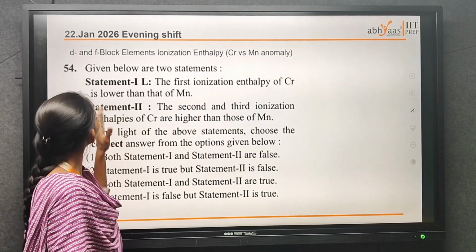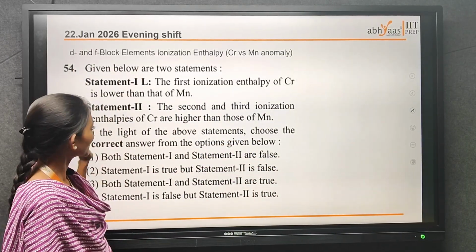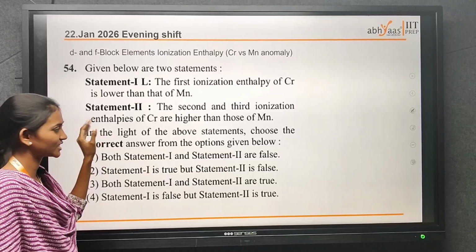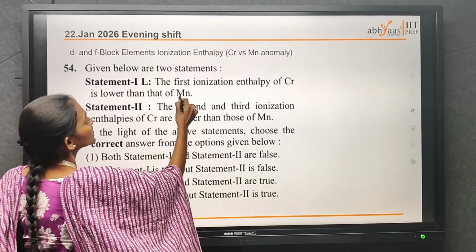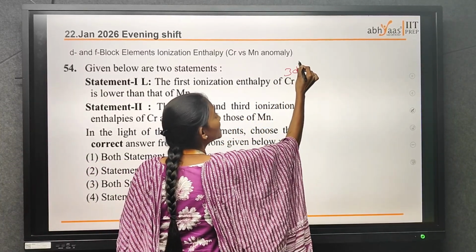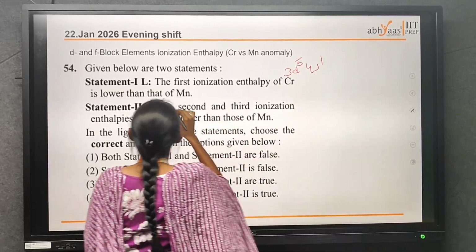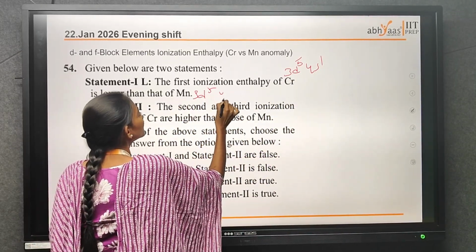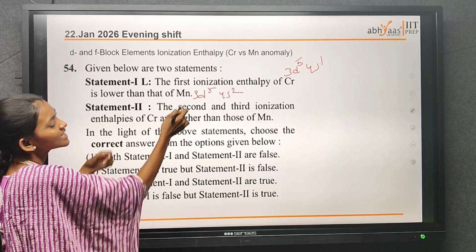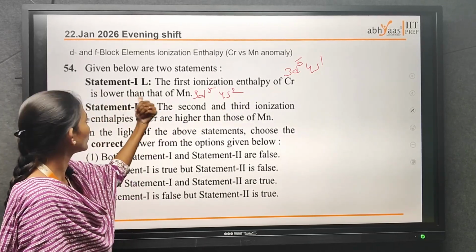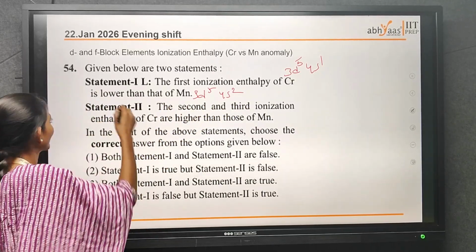See, they have given the D and F block elements question, which is a very direct application from NCERT. If you see chromium, how many electrons are there in the 3d? 3d5 and 4s1, and for this case 3d5 and 4s2. So this statement, the first ionization enthalpy of chromium is lower than that of manganese, yes, this is the correct option.